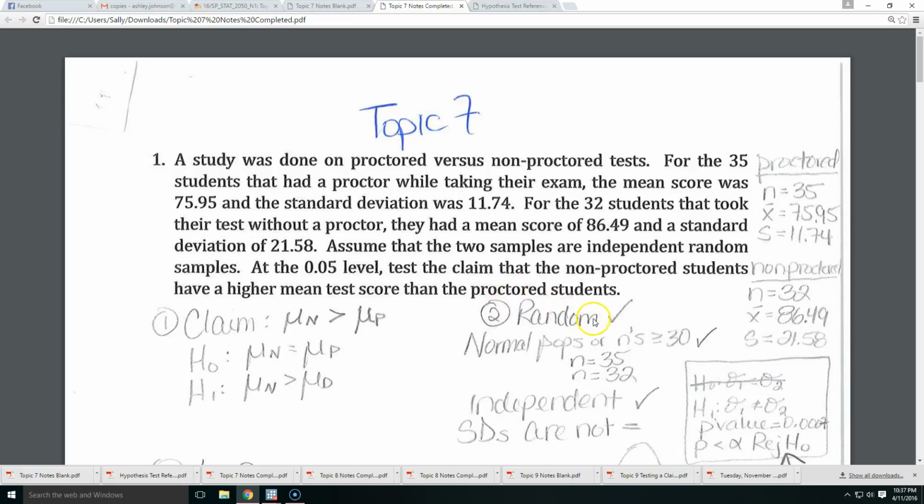So our assumptions, random, they tell us that that passes, and then independence, that tells us that passes. We will talk about that a little bit more in the upcoming problems. Independence can be a little sketchy sometimes, and I have a fix for that.